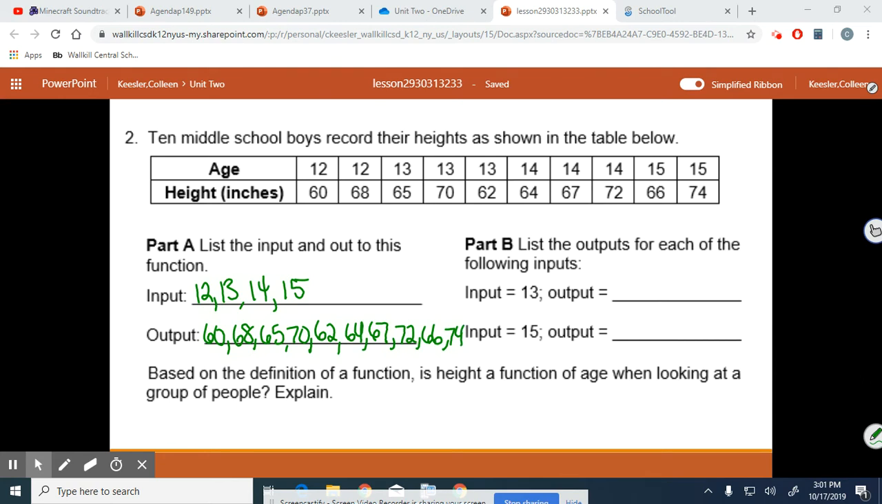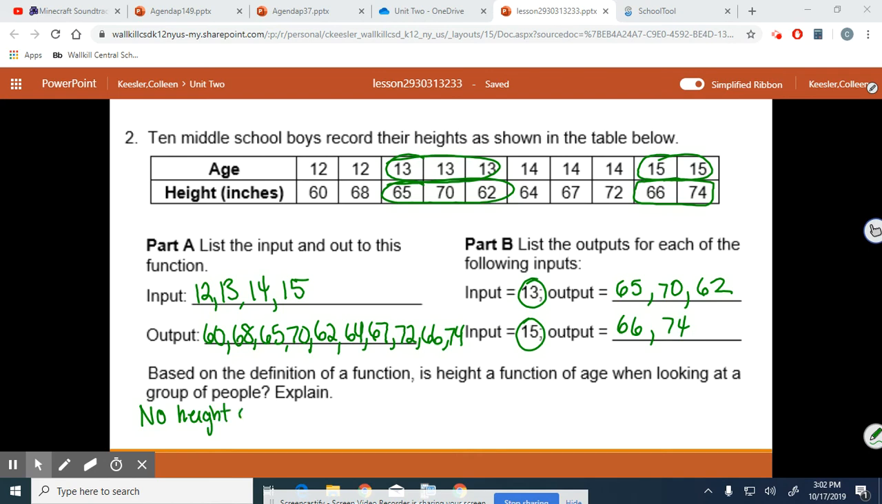Part B, list the outputs for each of the following inputs. So for 13, we have three 13s and we have three different outputs. So the input of 13 is giving an output of 65, 70, and 62. And then the input of 15 is giving out two outputs of 66 and 74. So now, because these inputs have more than one output, this cannot be a function. So based on the definition of a function, is height a function of age? When looking at a group of people, no.